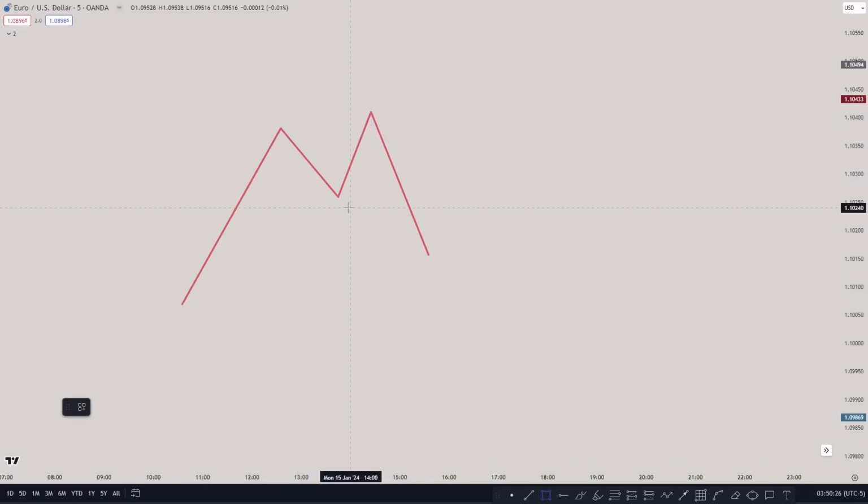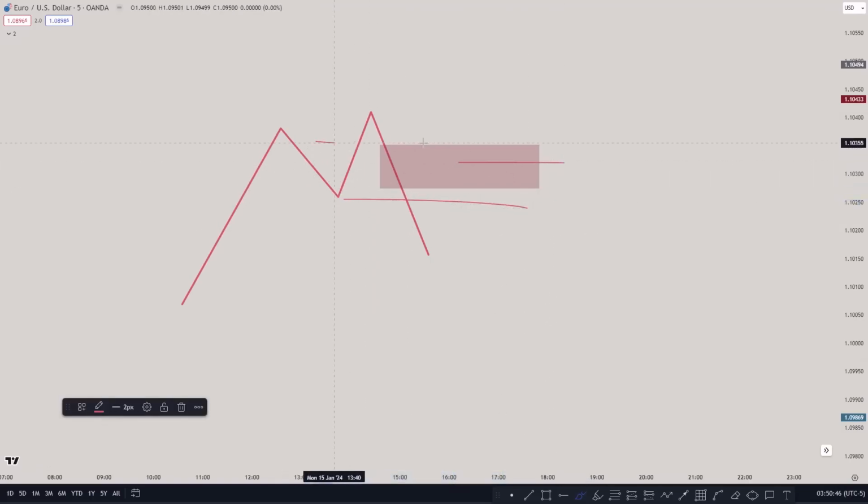Now, after the change of character happens, we always wait for a fair value gap to be created on this leg right here, right? After the liquidity sweep and the change of character, we wait for that fair value gap to be created in between. When this happens, what we usually do is set a sell limit here or at the balanced price range. In this case, we're not going to be doing this.